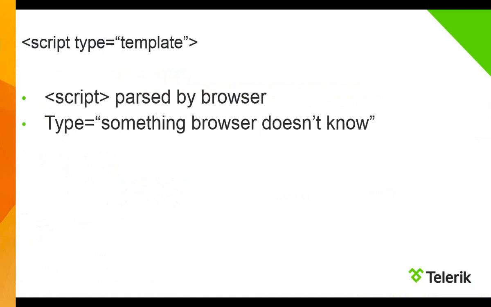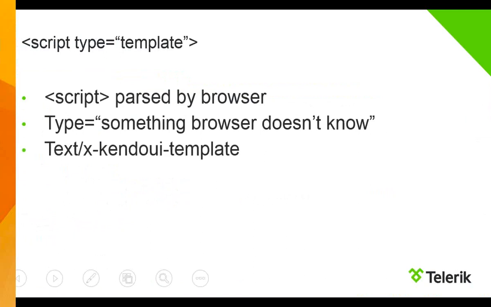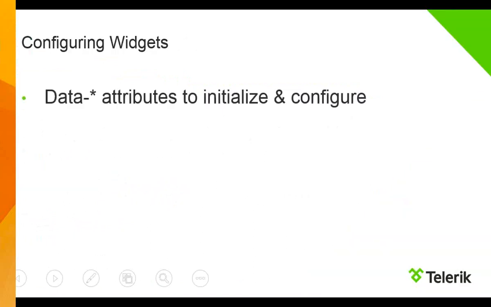text/x-Kendo UI-template. So when the browser comes to that line and sees that the type is something it doesn't understand, it will say, okay, I don't know anything about you, I'm not going to parse you, but you will be there in the DOM. It's just going to keep it in the DOM and move forward. So that's what I said. So Kendo UI template. So that's the demo we saw.